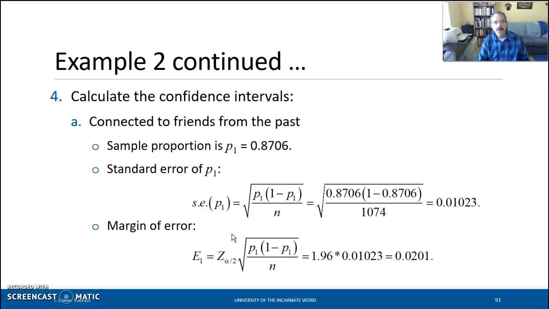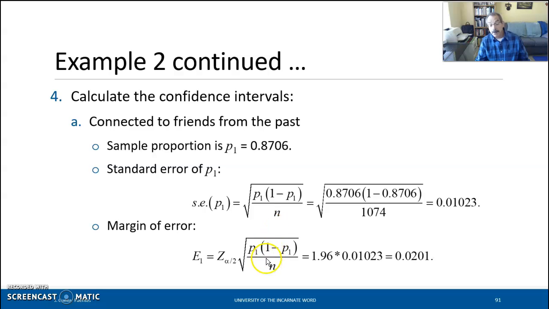All right, with that information, then we calculate the first confidence interval for the people that are connected to friends from the past. So we calculated the sample proportion as being 0.8706. We calculate the standard error or the standard deviation of the first proportion, which is given here, and that's 0.010023. And the margin of error is the z-value times this standard error, and that's 0.0201.